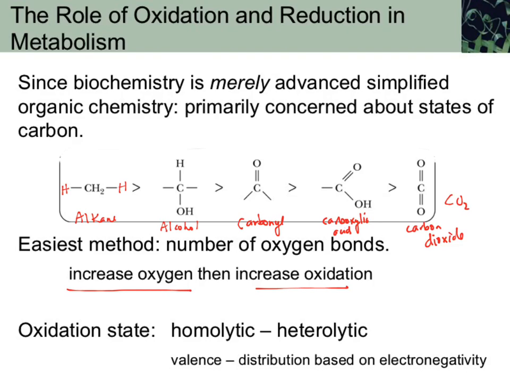That's where we run into this next thing, homolytic minus heterolytic. Okay? Which is really going to be your valence electrons minus the electrons distributed based on electronegativity. What the hell does that mean, Mike? That's way too many words. Okay, so let's look at it.